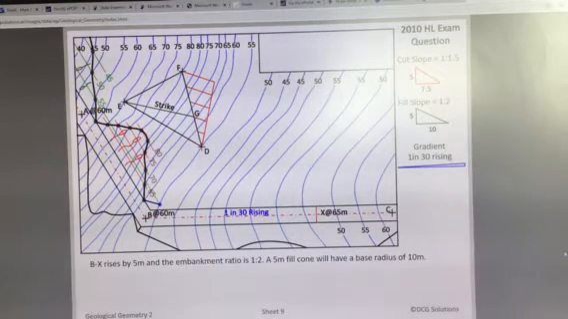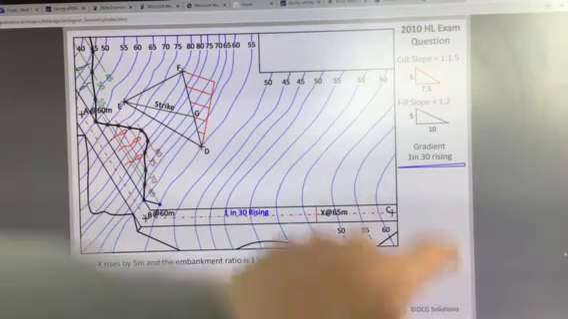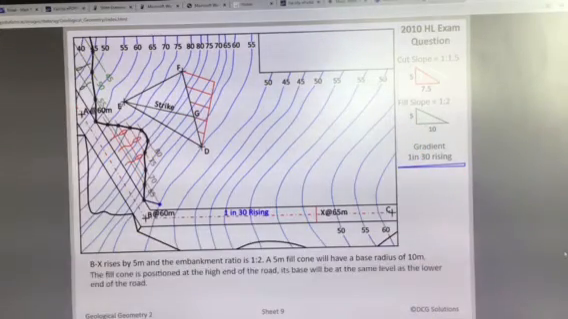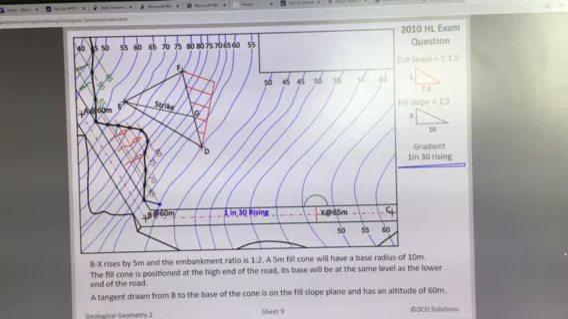So B to X rises by 5 meters and the embankment ratio is 1:2. A 5 meter fill cone will have a base radius of 10 because it's 1:2. The fill cone is positioned at the high end of the road. So remember, fill high, cut low. So at the high end of the road, its base will be the same level as the lower end of the road. There's your fill cone.